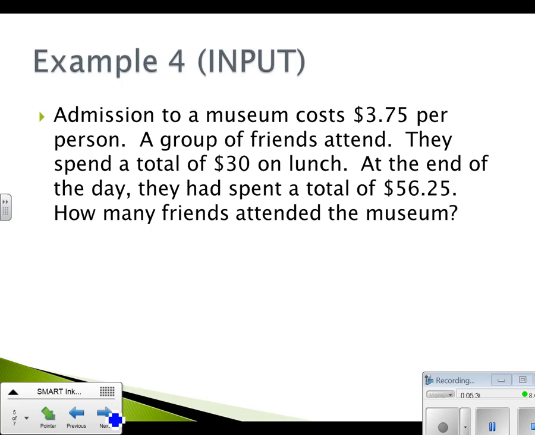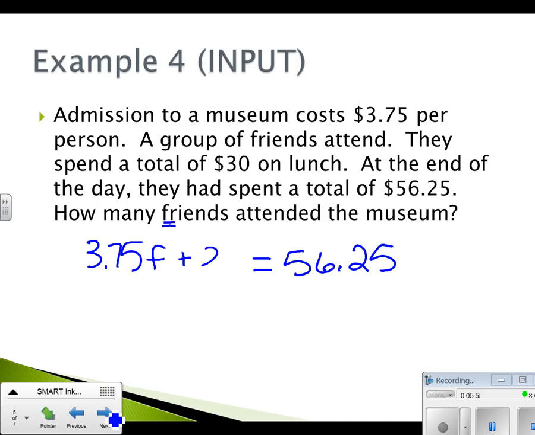So we know that they spent a total. Their total was $56.25. Well, we know also that it was $3.75 per person or per friend plus, so friends is what I'm looking for, I'm using F, plus the $30 on lunch. So there would be taking words and setting up the equation. So to get the F all alone, I'm going to subtract 30, the opposite there, first.